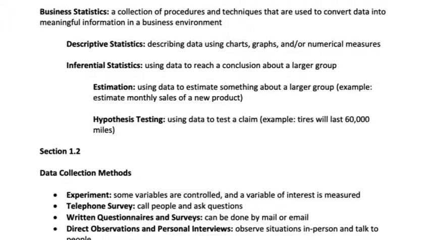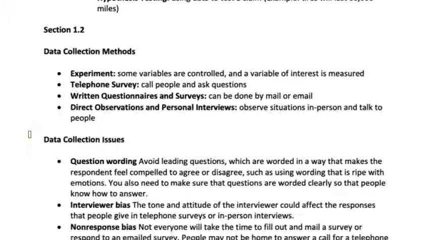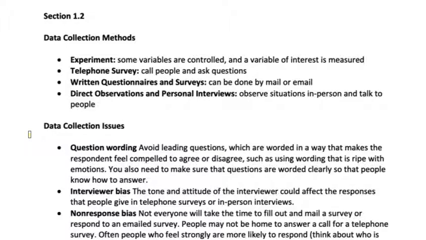Section 1.2 talks about some data collection methods. We have an experiment, which you should think of as like a science experiment, where you control some variables and then you have your variable that you're interested in and you measure the results. A telephone survey, where you call people and ask questions, or a written survey, either through the postal mail or over email. Direct observations, where you're just observing a situation in person and recording the results, or a personal interview where you ask people questions in person.